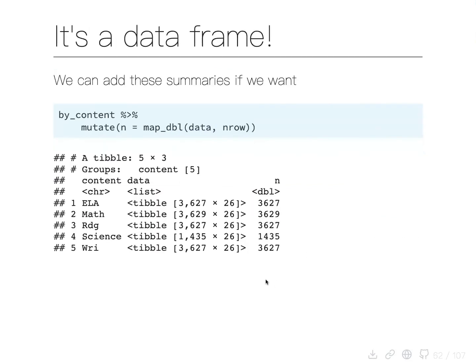But even better, it's a data frame, right? So we can actually add columns to the data frame that summarize that data. I can say how many rows are in each of these data frames, and I just pass it through mutate like I would normally. So by content mutate n is going to be equal to map double. I'm going to loop through this data list column, and I'm going to compute the n row, the number of rows. And notice because I did map double, I get just the numbers here as a new atomic vector in my data frame.